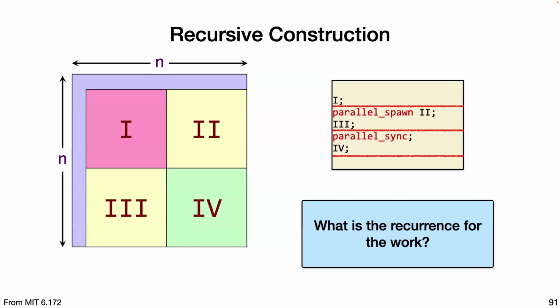4, because each one of these quadrants is one recursive call. And the side length of each one of these is n over 2. So we're just going to cut it like this.